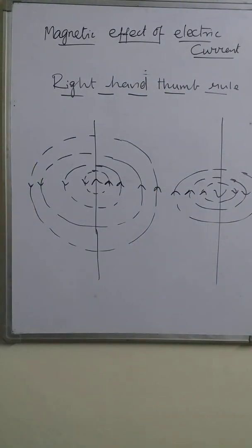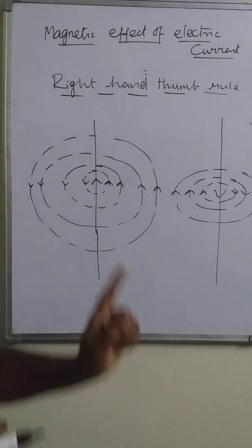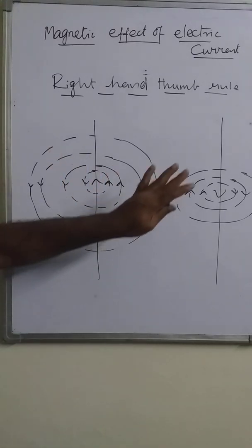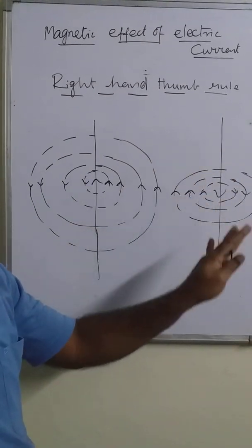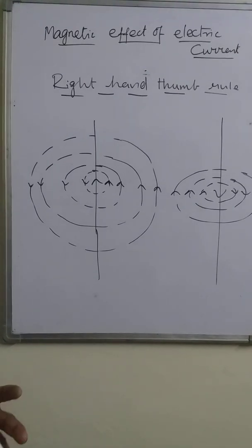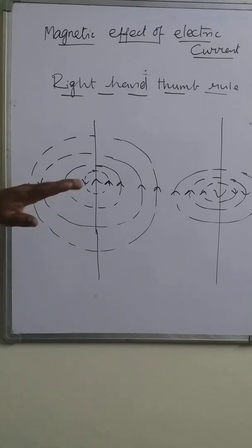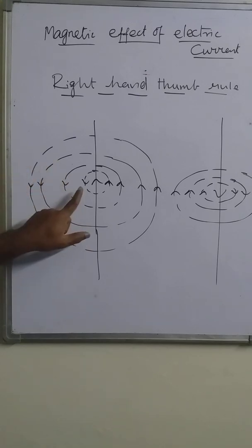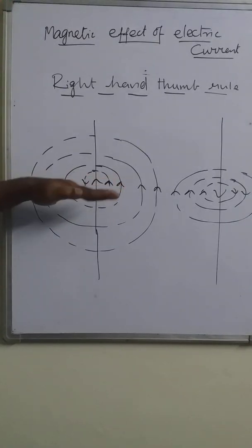So this is how we represent the direction of the magnetic field, and this is the magnetic field pattern due to a straight current carrying conductor, right? Here, the concentric circles are perpendicular to this board. It should be clearly understood that the circular pattern is perpendicular to this plane.